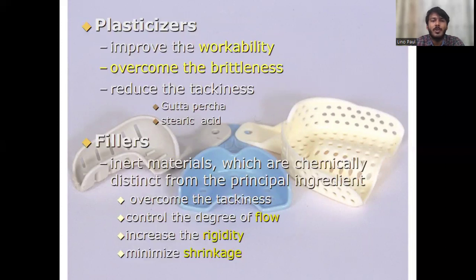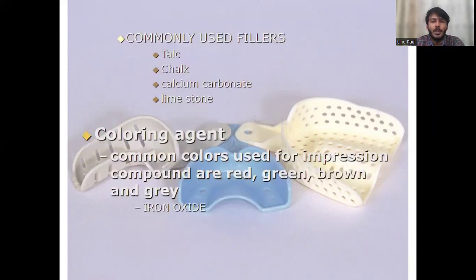Plasticizers improve the workability and also overcome the brittleness, and reduce the tackiness of the compound. The added plasticizers include gutta-percha and stearic acid. Fillers are inert materials which are chemically distinct from the principal ingredient, and are added to overcome the tackiness, to control the degree of flow, increase the rigidity, and minimize shrinkage. Commonly used fillers include talc, chalk, calcium carbonate, limestone. The coloring agent basically included is iron oxide.